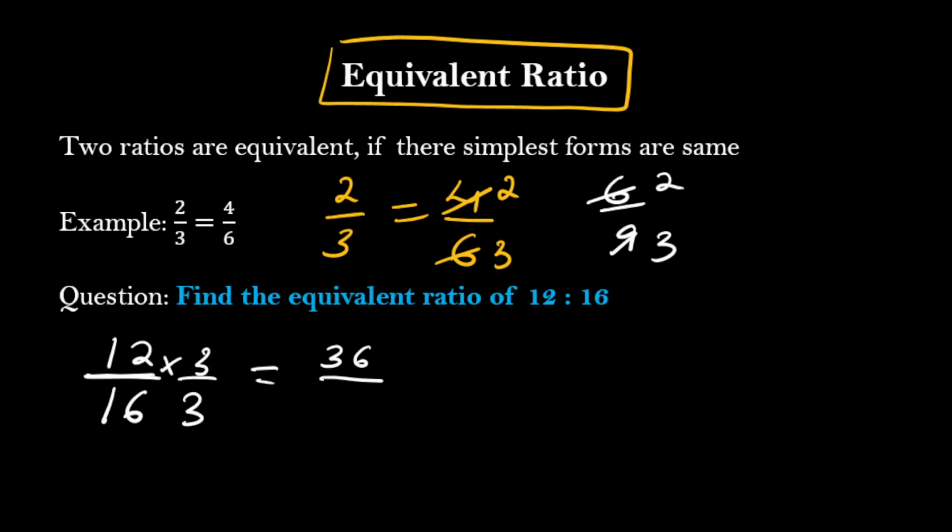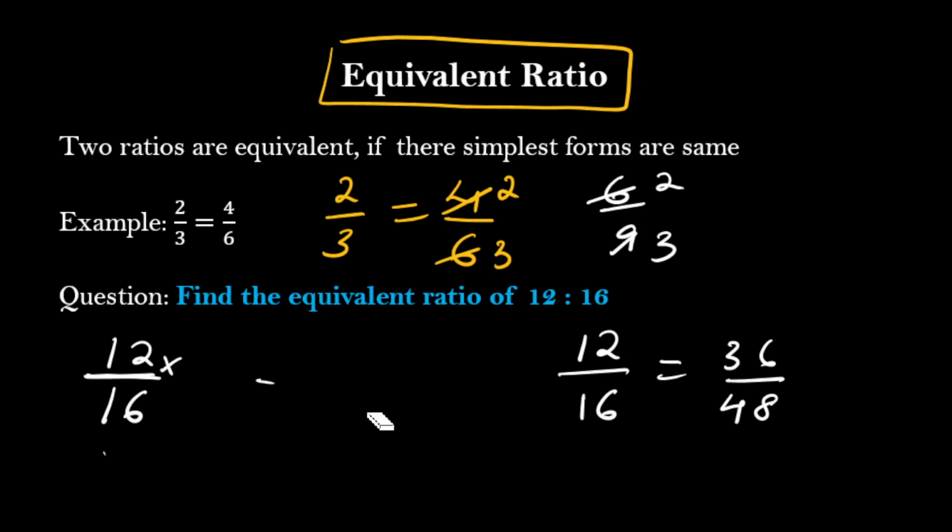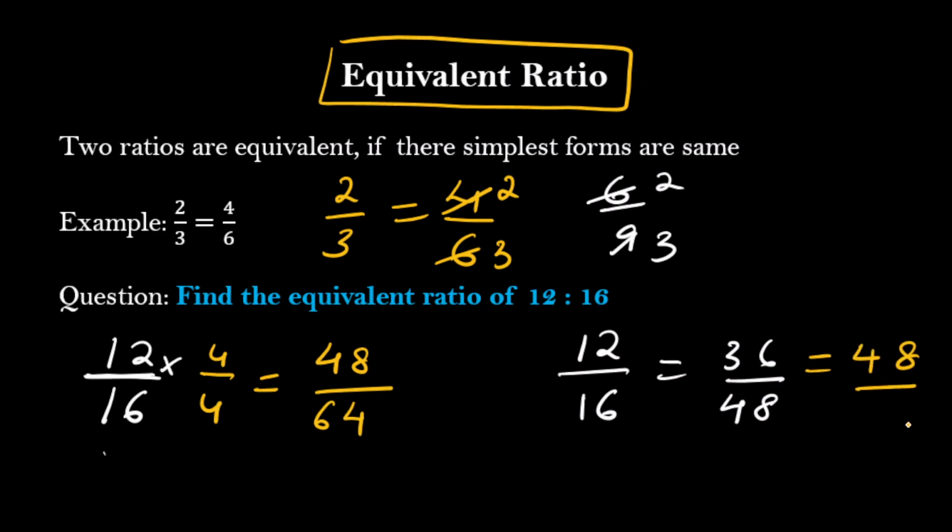So I'll get here 36. 12 into 3 is 36. 16 into 3 is 48. So 12 by 16's equivalent ratio is 36 by 48. One more we can find. So numerator and denominator with the same number we can multiply. I can also multiply it with 4. So this will become 48. 12 into 4 is 48 and 16 into 4 is 64. So equivalent ratio I can write 48 by 64. So all these are equivalent ratios.